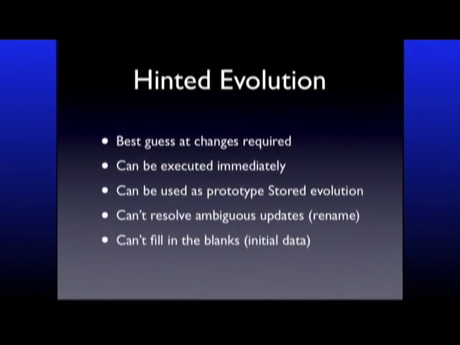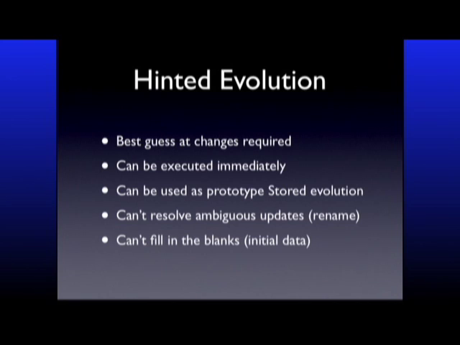The database maintains as an internal table what state the rest of the database is in, what Django models have been synced, what state they were in when they were synced. A hinted evolution is the best guess. It says, okay, I've looked at the diffs, this is the difference, I think we need to add a field, I think we need to change this field. If you want to, you can just say, execute that straight away, I don't care. But they can also be used as a prototype for a stored evolution.